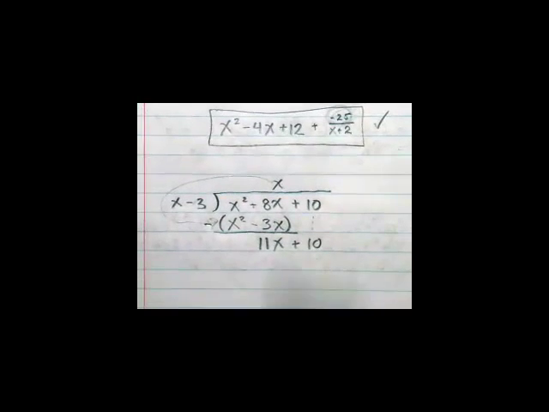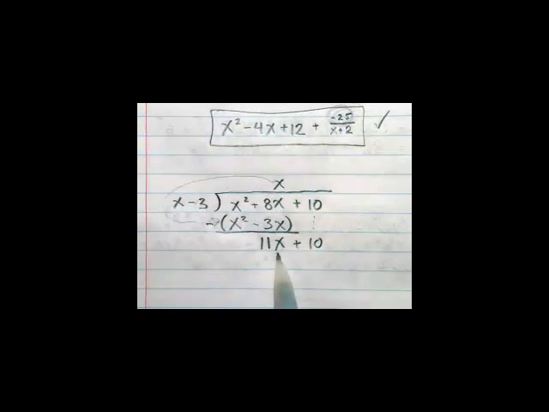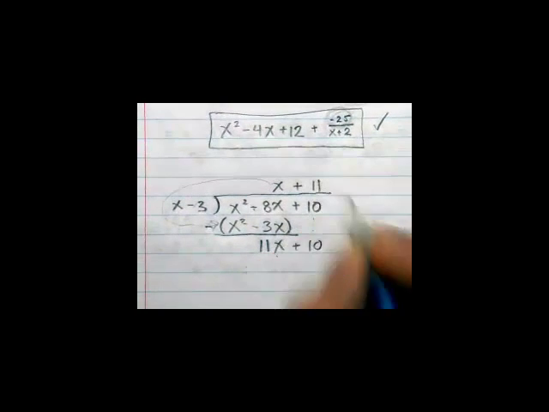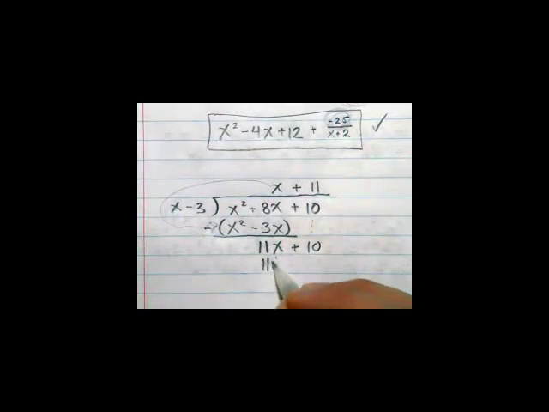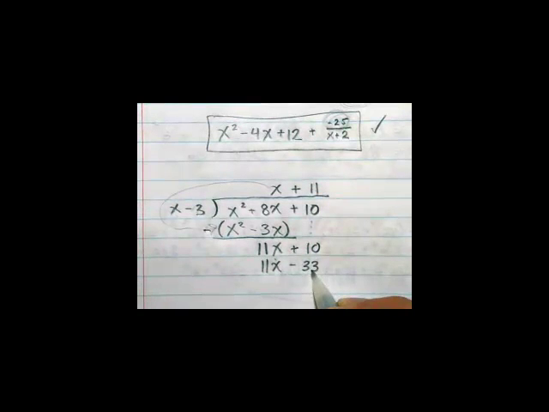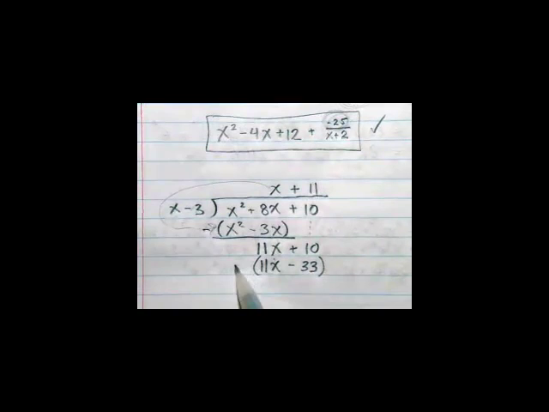Okay, so now we repeat the process. What do I need to multiply by x to get 11x? Plus 11. So now we take the 11 and bring it through. 11 times x, 11x. 11 times negative 3, negative 33. And now I take this whole thing again and subtract it. 11 minus 11, gone.